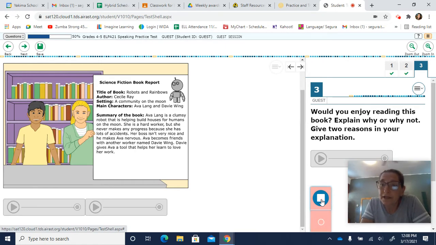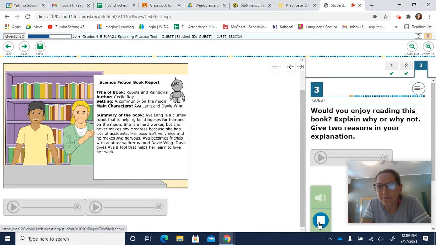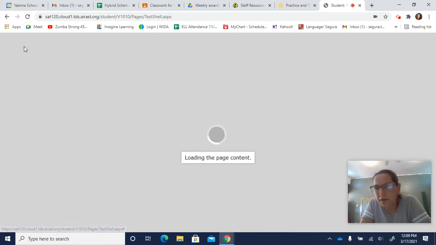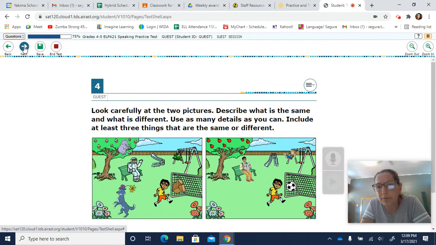So I would enjoy reading this book because I love to read about sci-fi, and I like reading about good relationships. So now I'm going to go next. I expect you to play it back completely.